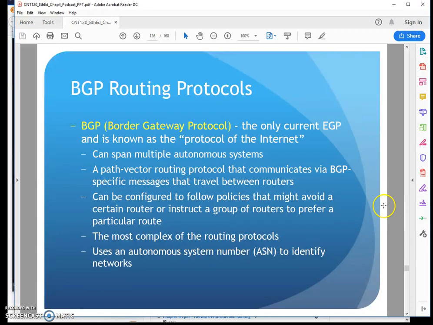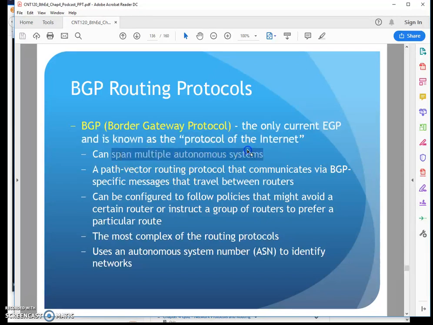And our last one, I believe this is the last one they mentioned for you, BGP, Border Gateway Protocol. This is the only protocol they mentioned that is an exterior protocol. This is the one used on routers for your ISP, if you will. The routers for your ISP, so the protocol of the internet.